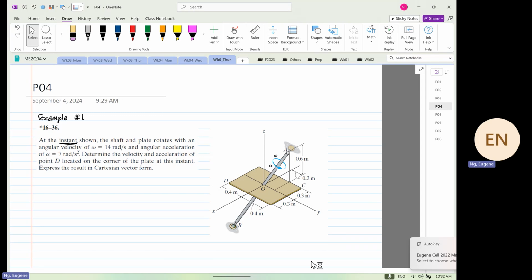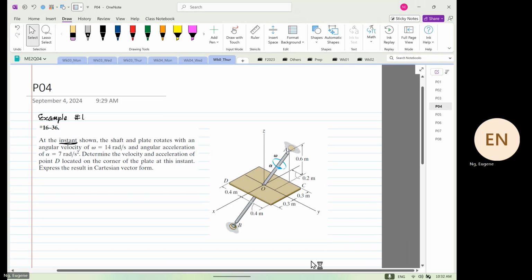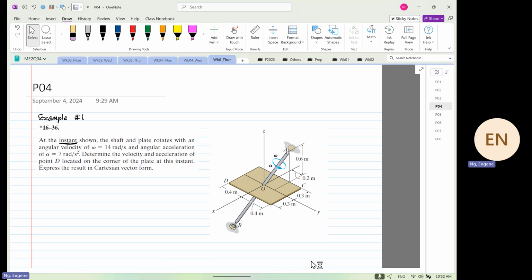At the instant, we are going to analyze the structure at this moment. At this moment, it's like you take a picture. When you take the picture, did anything move? No. At the instant means at this orientation.